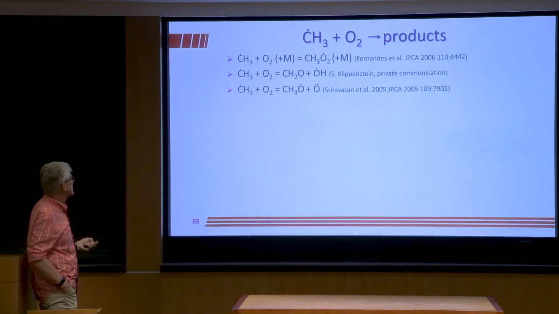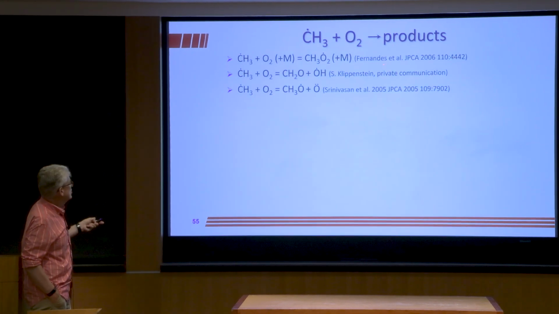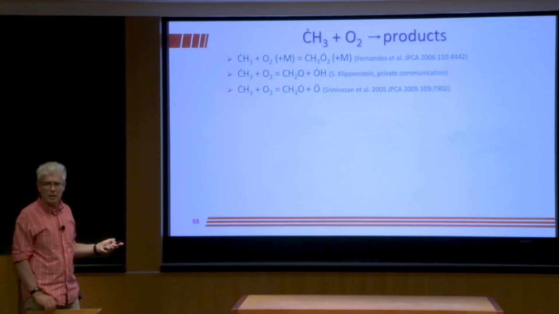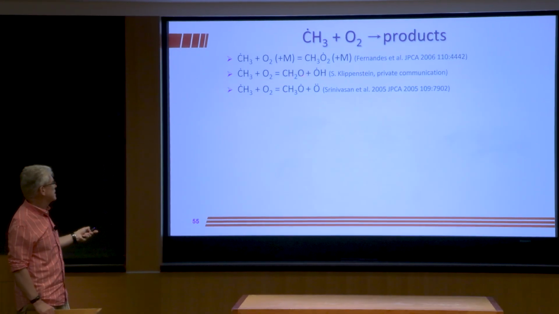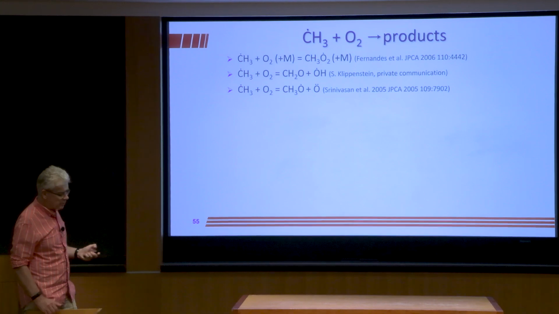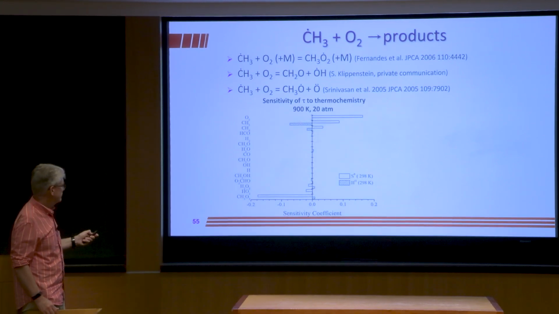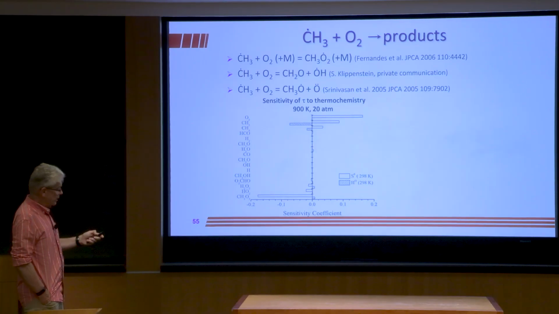So where are we getting those rate constants? The methyl plus O2 we're taking from different places. The methyl plus O2 giving methyl peroxy plus M is from Fernandes. Methyl plus O2 giving formaldehyde plus OH is a private communication with Stephen Klippenstein. And then methyl plus O2 giving methoxy plus O is from Srinivasan et al. I think he was working with Joe Michael. But actually, in my opinion, it's not an important pathway.